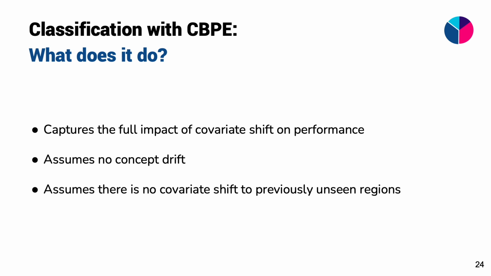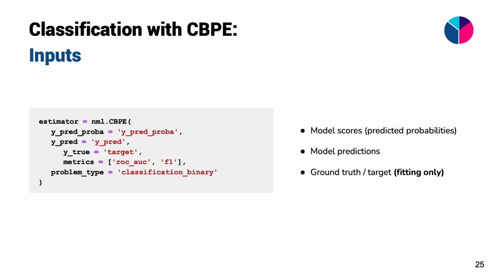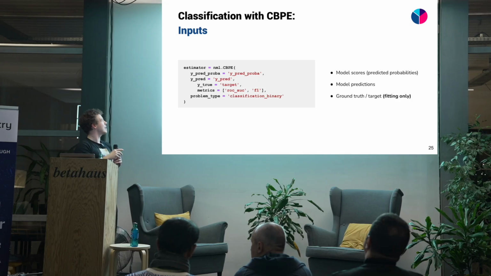It captures the full impact of covariate shift on performance, no concept drift, and no covariate shift to previously unseen regions. The inputs are quite similar to DLE, but, as I mentioned, we can be a bit smarter here. So instead of taking just the predictions, the targets, and the model inputs, we're not going to take model inputs here. And instead of model inputs, we already have a measure of uncertainty of the model. For regression models, we only got point prediction. We didn't get any information about how certain the model is about its prediction. Here, we actually have it.